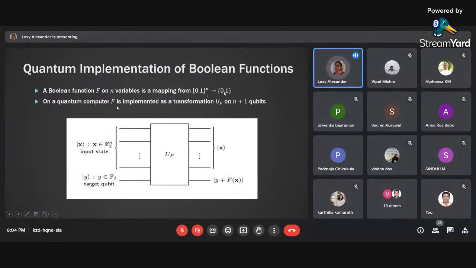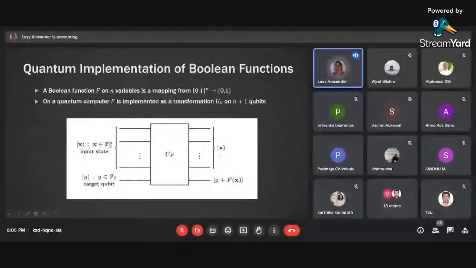So in a quantum computer, it is implemented using a transformation called UF, on n plus 1 qubits. Instead of n qubits, we have to take n plus 1 qubits to make the circuit invertible. Whatever inputs |x>, n qubits, we give here, for all x belonging to F2 power n, plus one target qubit. These are n qubits and one single qubit, that's why n plus 1 qubits.